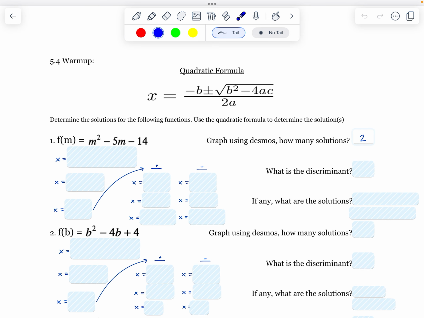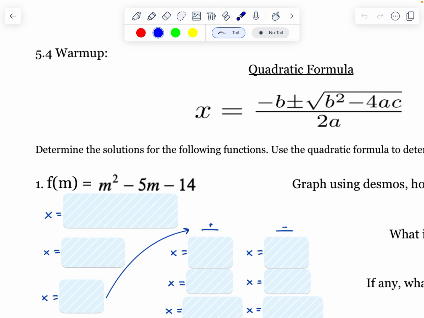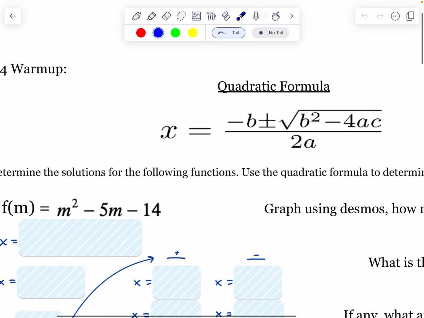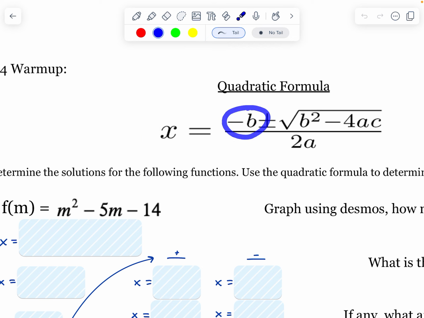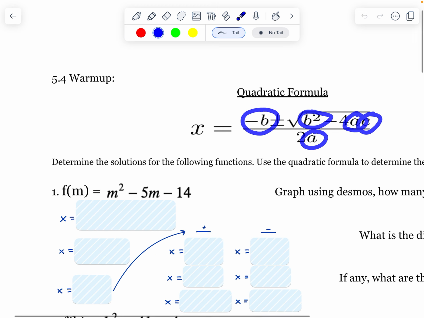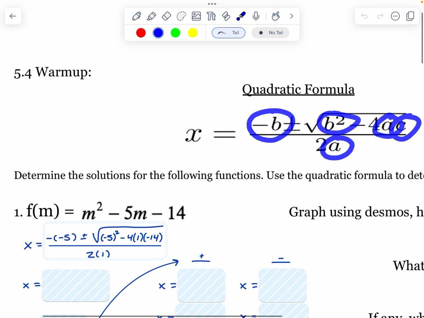Instead of finding the discriminant first and then going through with the quadratic formula, I'm just going to put this all in the quadratic formula right now. My a value is 1, my b value is negative 5, and my c value is negative 14. I'm going to use those three for b, a, and then c. When I substitute, just substitute exactly as is.